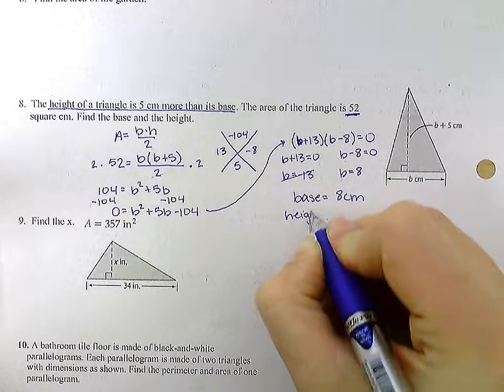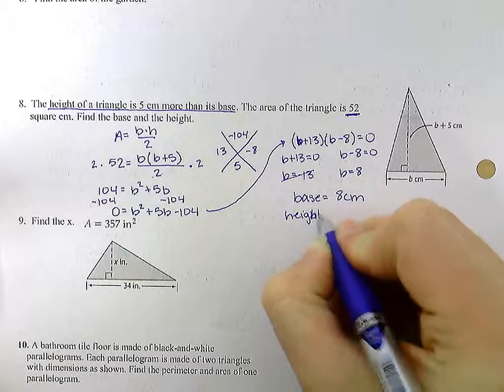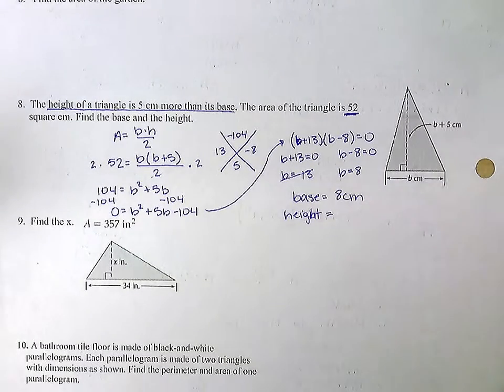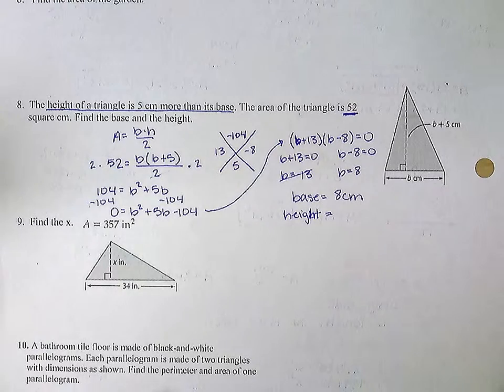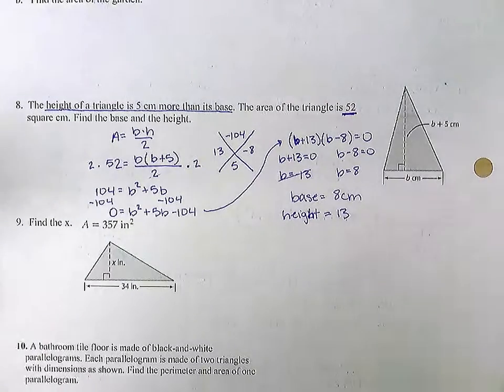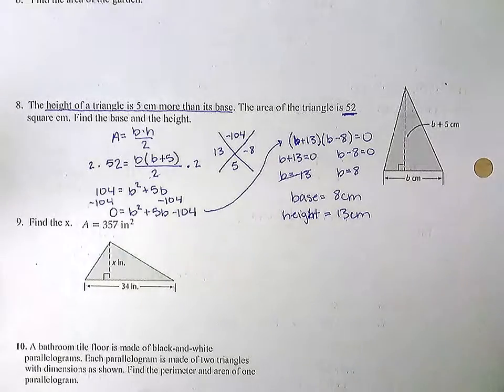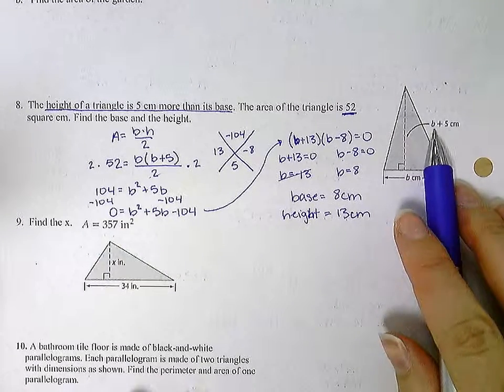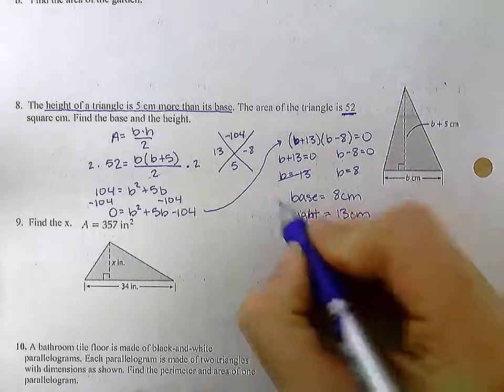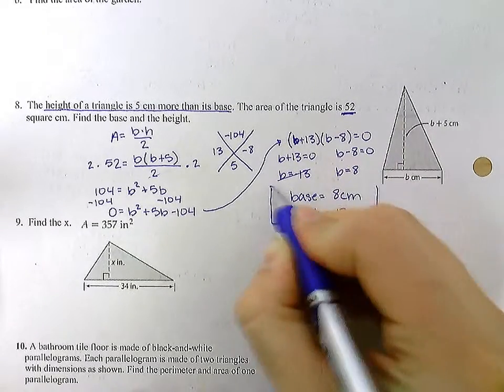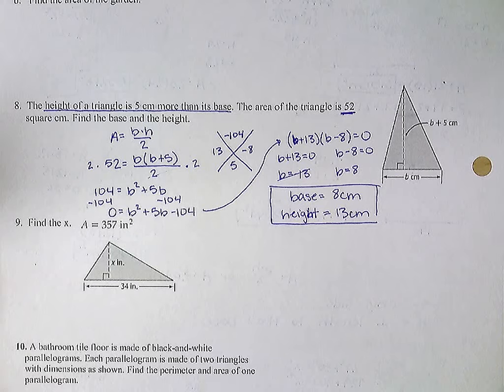And our height would be equal to what? 13. I just plug in 8 for b. 8 plus 5 is 13. Okay, so I think you have 2 on your assignment that you have to factor. They're not weird numbers like this one. You should be able to factor those ones.